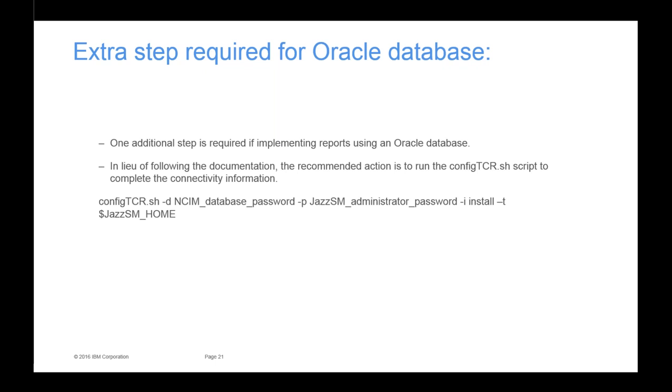The easiest way to accomplish it is to just go ahead and run config TCR. Config TCR is in our documentation. It's a script that's used to configure TCR, ITNM's reports for TCR. Just use it with the NSIM database password, and then you want to use the JAS administrator password, and then do an install, and then give it the location of the JAS SM home. And obviously, all those need to be specific to your environment.